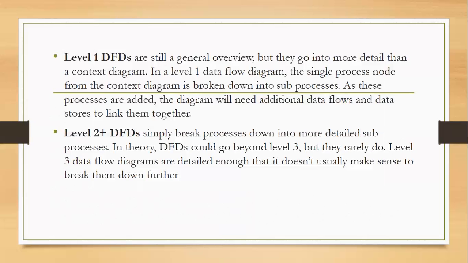In level 1, we have a general overview, but it goes into more detail than the context diagram. We will not give complete information about any process, but in comparison to level 0, we get more detail in level 1, because a single process node from the context diagram is broken down into sub processes. What the actual task will be done in the system will be discussed with the help of sub processes. As processes are added, the diagram will need additional data flows and data stores to link them together.